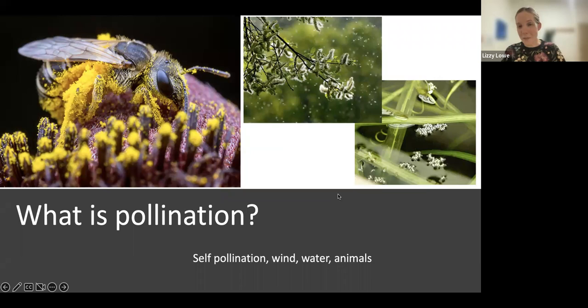So if we think very, very broadly about what pollination is, I think most people kind of have an idea, but it's also important just to set the expectation of what pollination is at the very beginning. Because pollination doesn't just happen by bees. There are a lot of plants which will self-pollinate, for example. Pollination can also happen by wind, just blowing of spores and blowing of pollen from one tree to another, through water, and of course, through animals.